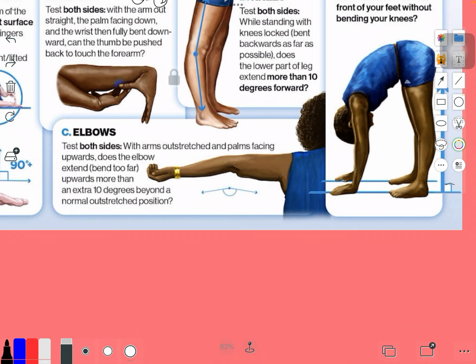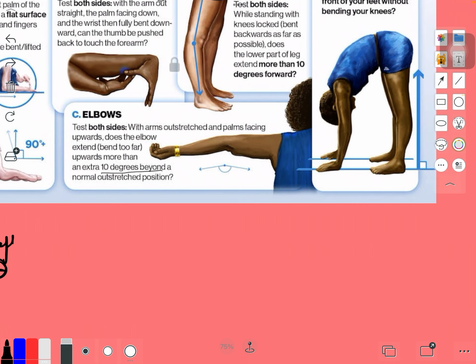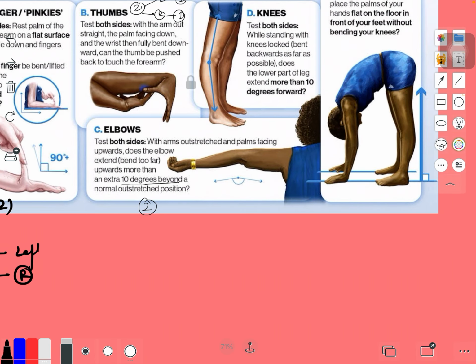The third is the elbow. If you can hyperextend your elbow beyond 10 degrees, you get 1 point per arm. Again it has 2 points, right side and left side: 1 point for the right elbow and 1 point for the left elbow.